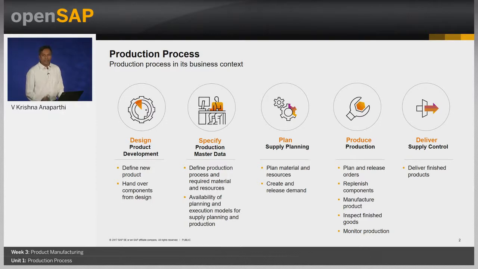Finally, the execution functions produce and deliver, which deal with the execution of production plans to build the inventory. There will be inbuilt functionalities of inspection, replenishing components, production monitoring to assess the production process execution. In this week, we will go through all these functions in detail. For example, we will touch in detail specify function in Unit 2, plan in Unit 3, produce and deliver in Unit 4, and finally design in Unit 5.